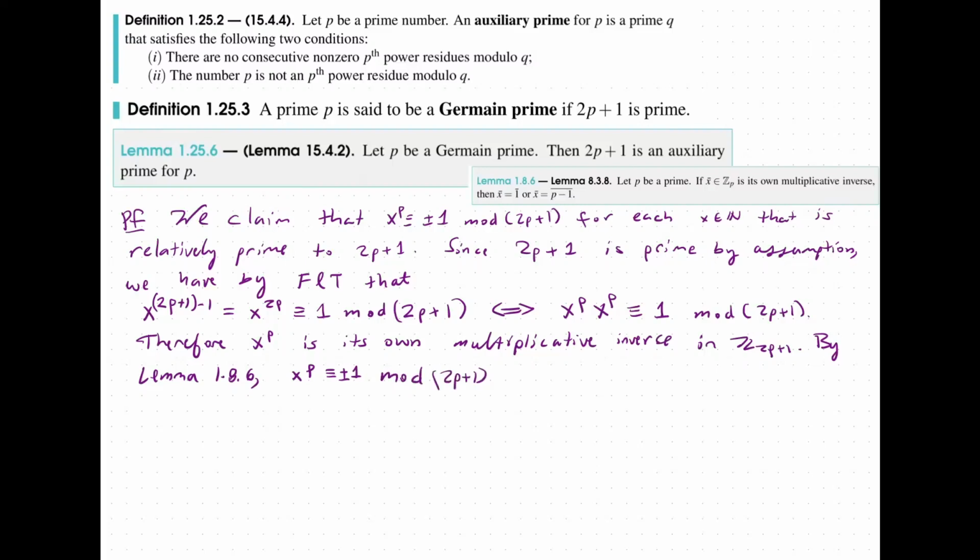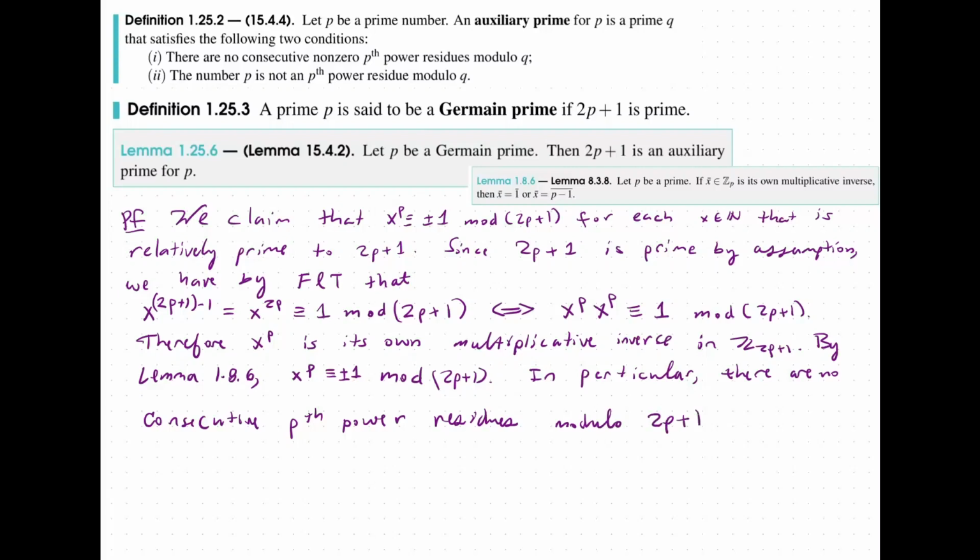But we are done. So in particular, since 1 and negative 1 are not consecutive, there are no consecutive P power residues modulo 2P plus 1, and we also have that P is not a P power residue modulo 2P plus 1.